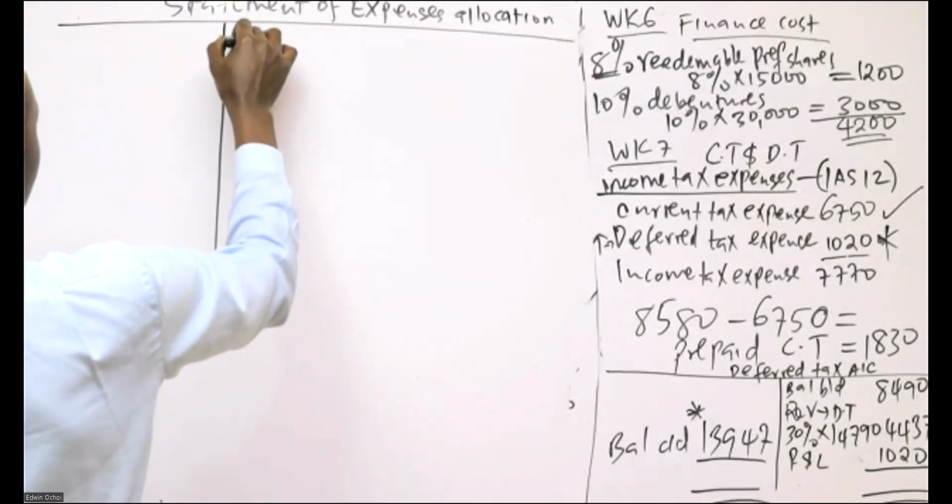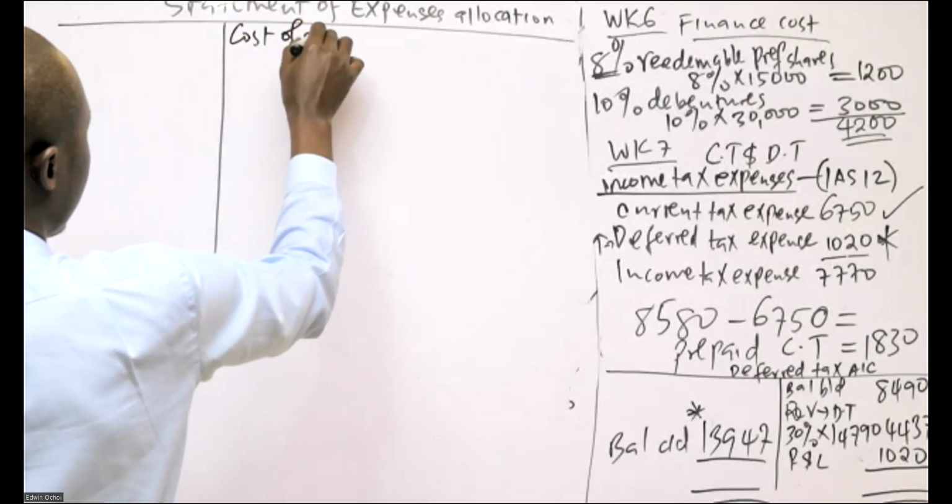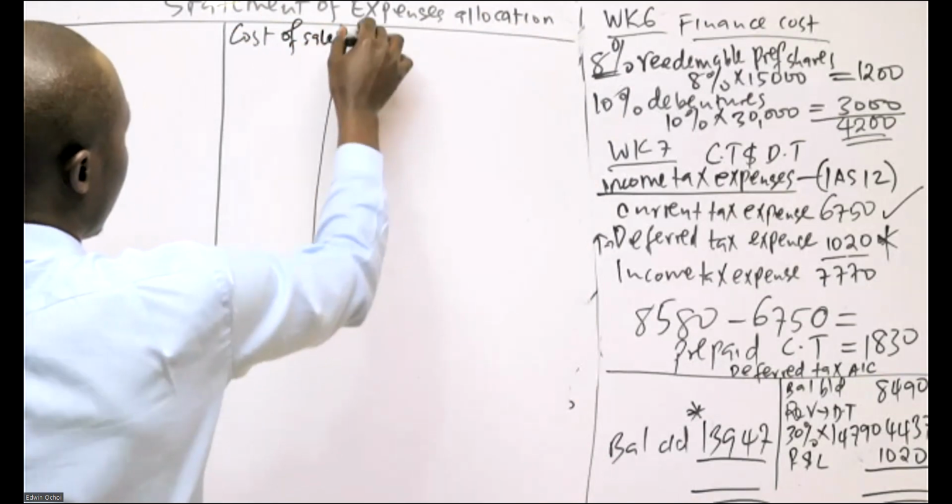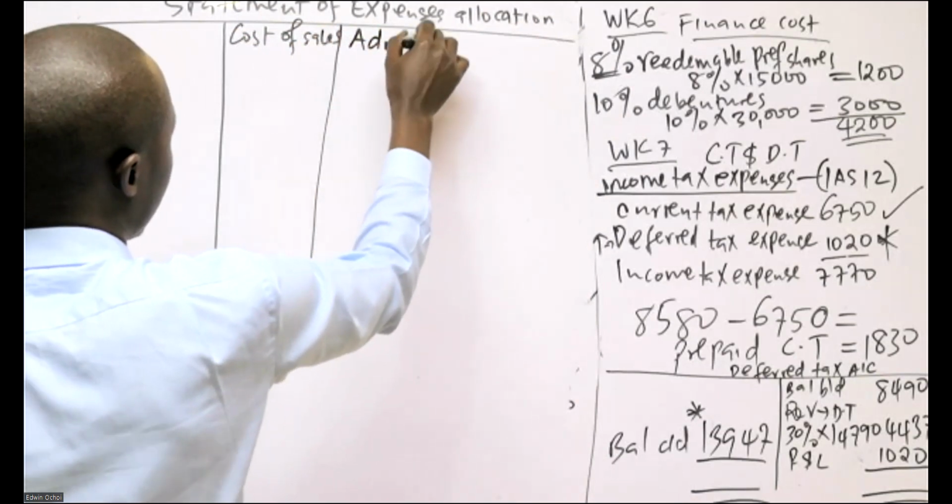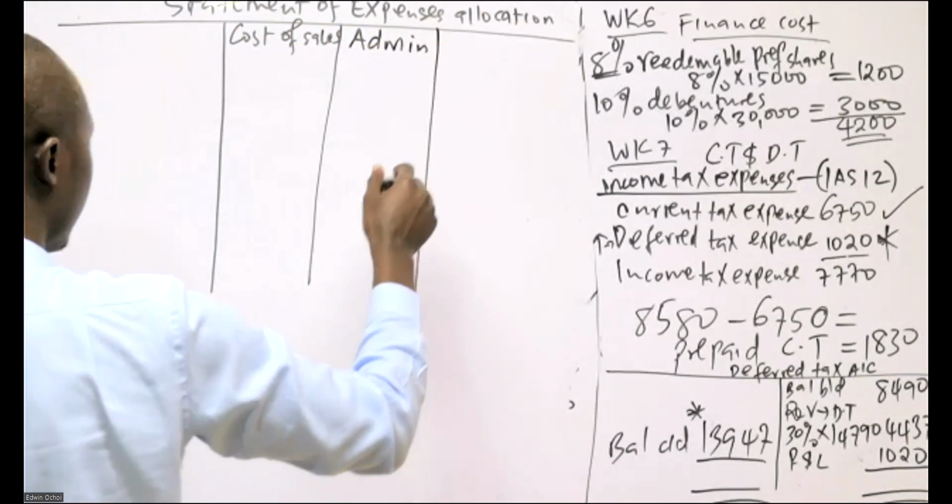So we talk about cost of sales. Avoid background noise.